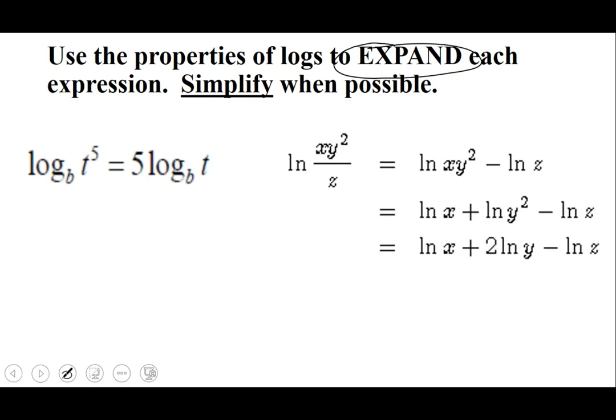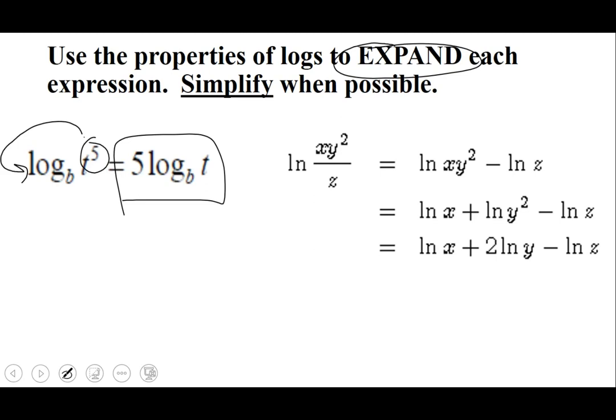So in this example, log base b of t to the fifth, the only thing you're able to do is use the property which says you're allowed to take the 5 and move it to the front, giving you a final answer of 5 log base b of t. Obviously starting off very simply and then getting a little bit harder.